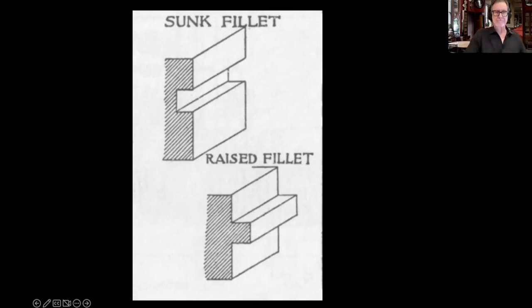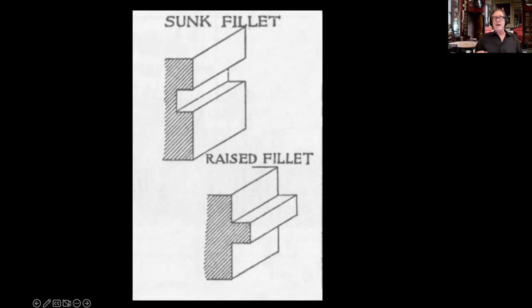So I'm going to share my screen here and we'll go back and learn a little bit about the fillet. So as I said, the fillet is also a linearly extruded flat surface. It can either protrude from the prevailing surface, which we call a raised fillet, or it can be recessed from the prevailing surface. In that case, we call it a sunk fillet. So I'm sure you're asking yourself at this point, what is the difference between a fascia and a fillet? After all, they're both flat surfaces and they extend horizontally.